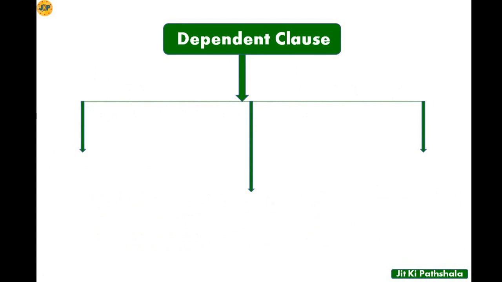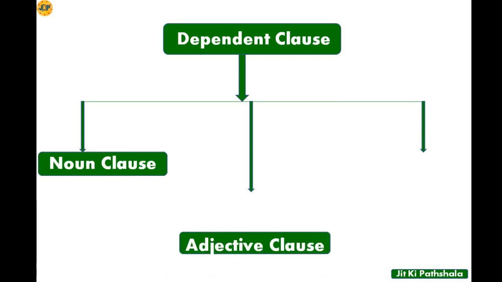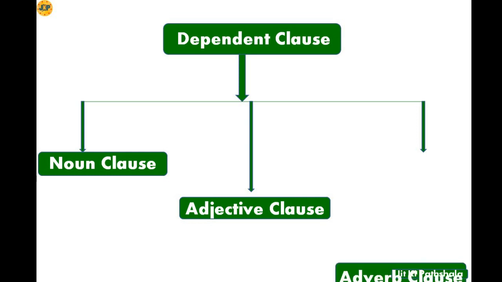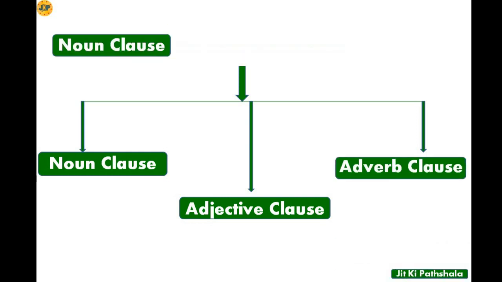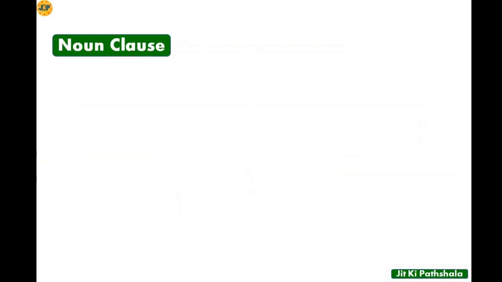Now here dependent clauses are divided into 3 categories: noun clause, adjective clause, and adverb clause. Now let's see what is a noun clause.